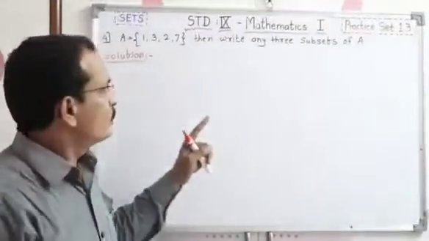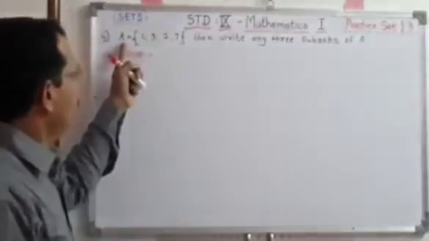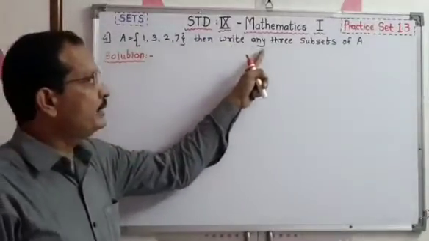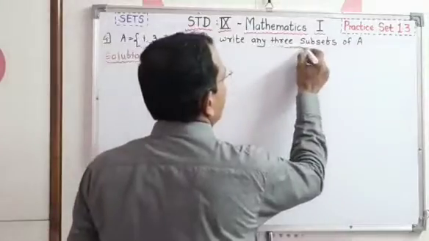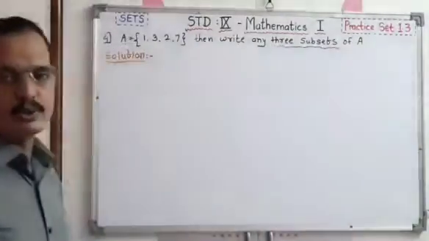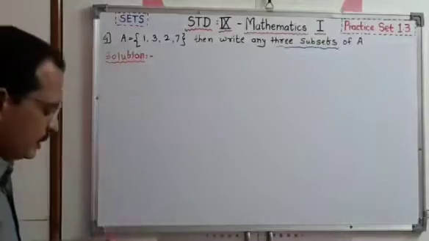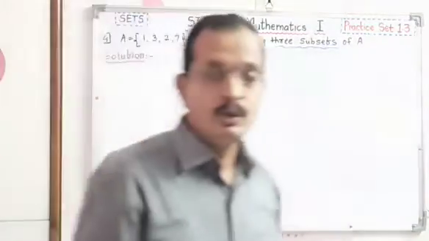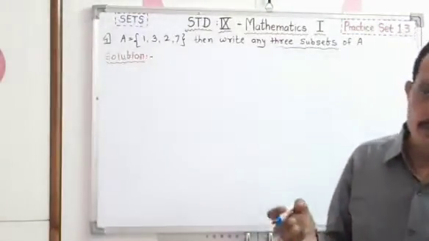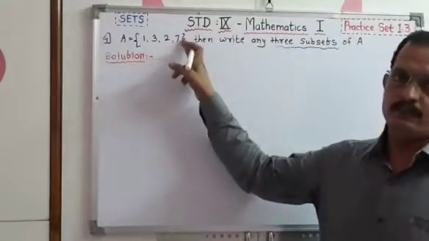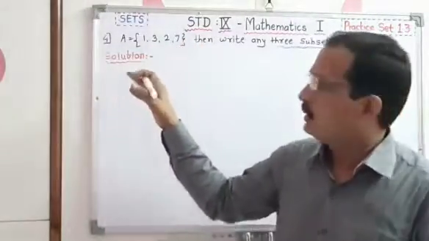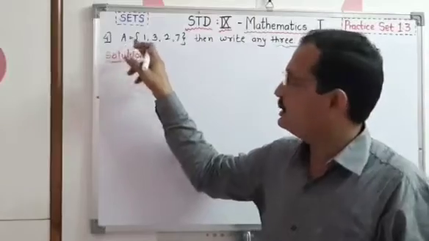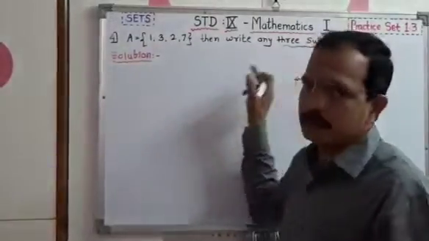Dear student, let's start with the fourth sum. A is 1, 3, 2, 7. One set is given and then write any three subsets of A. Dear student, this set A is given and all of you know that for a subset we have to write the sets which contain elements from set A. Then that will be a subset of A. In this case, we can write many subsets of this set A. But in this exam, we have to write any three subsets.